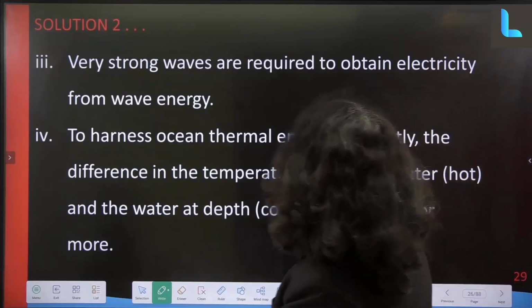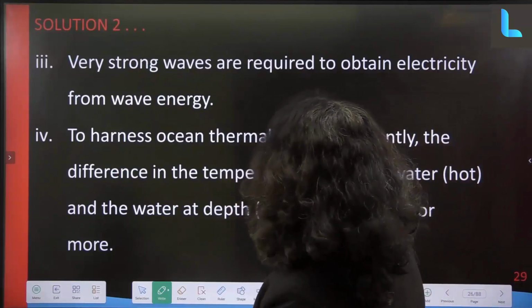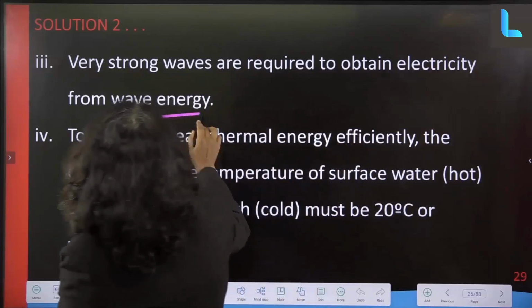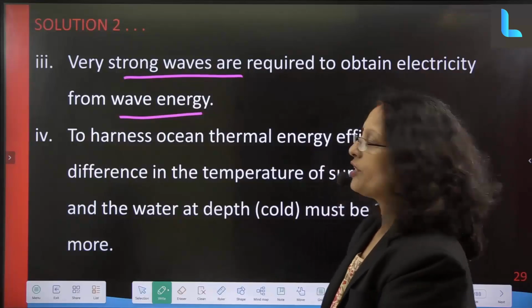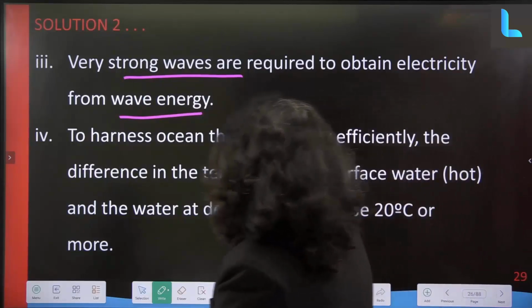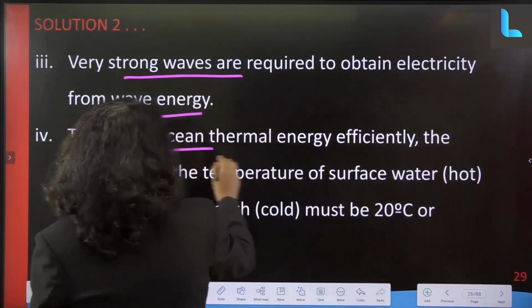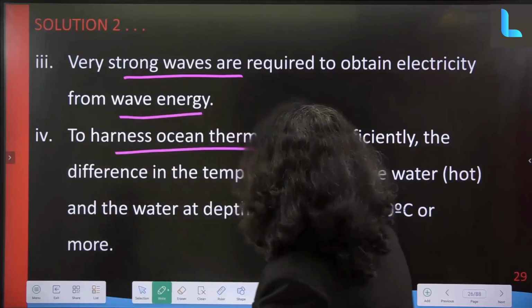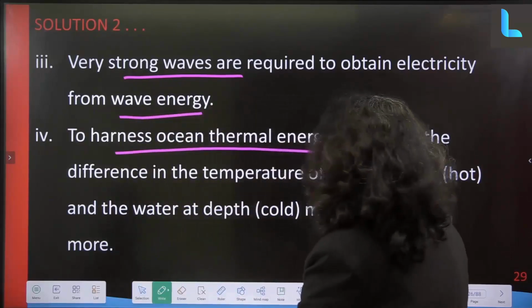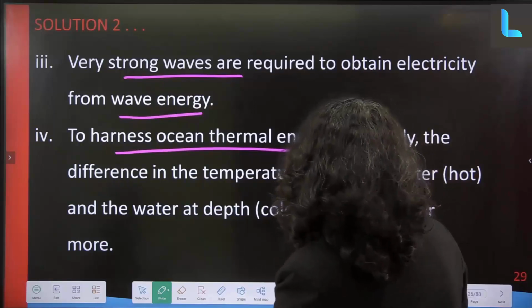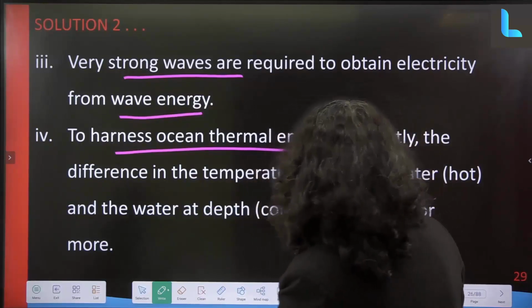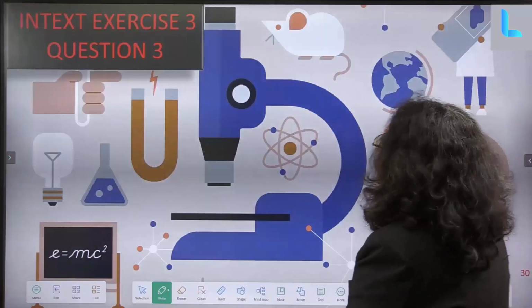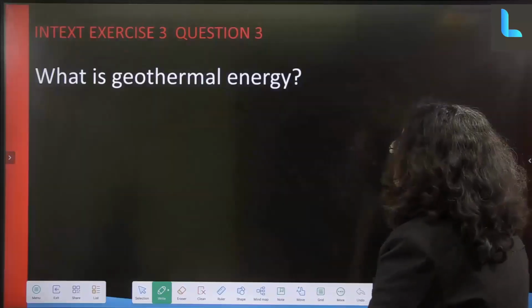Next, very strong waves are required to obtain electricity from wave energy. Waves are present, but very strong waves which can be converted to electricity are required. Then, to harness ocean thermal energy efficiently, the difference in temperature between the surface water and the water at depth must be 20 degrees Celsius or more. Only then can it be harnessed.